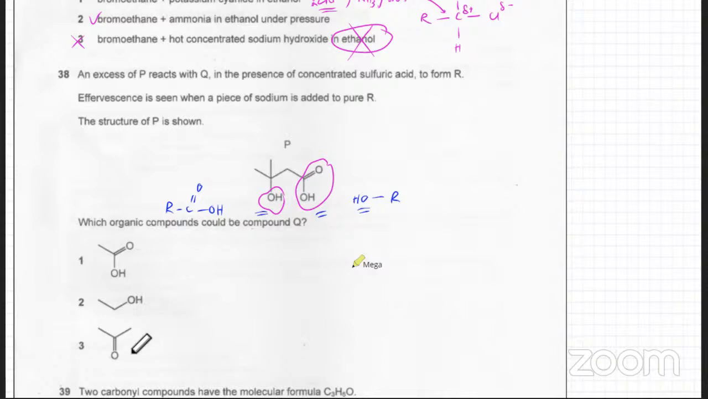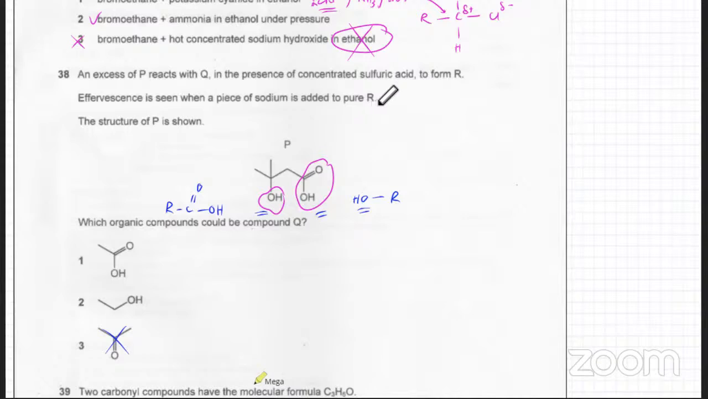The third one is wrong. It can't be this one. You can't have a ketone. That's wrong. So by just looking at the first statement, Q could be an alcohol or it could be a carboxylic acid. Is this clear, Zahib? Yes, sir. So then effervescence is seen when a piece of sodium is added to R.